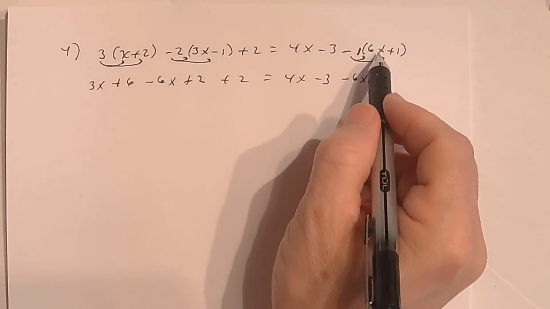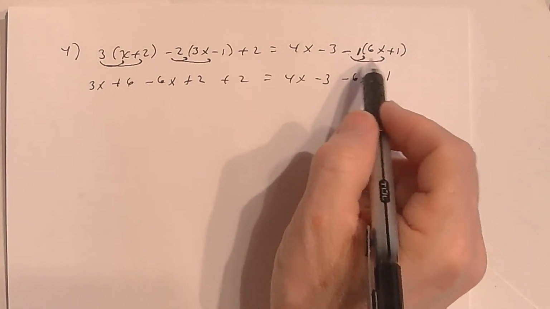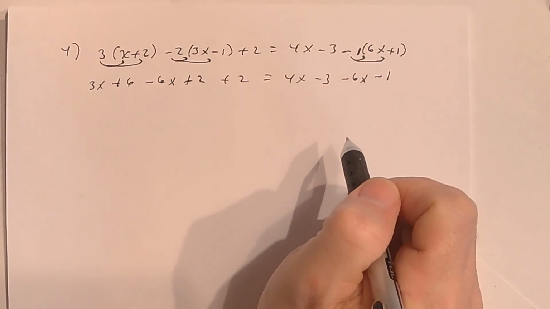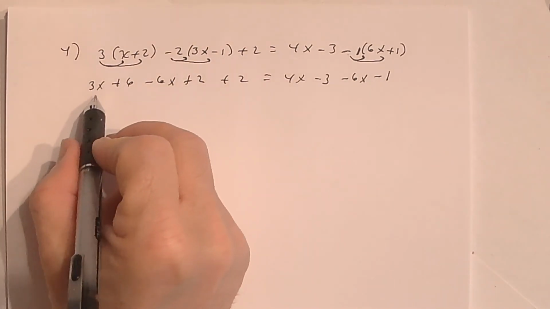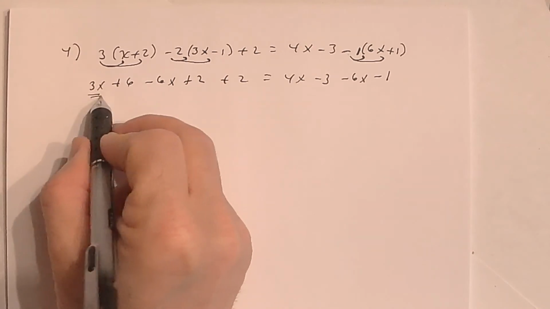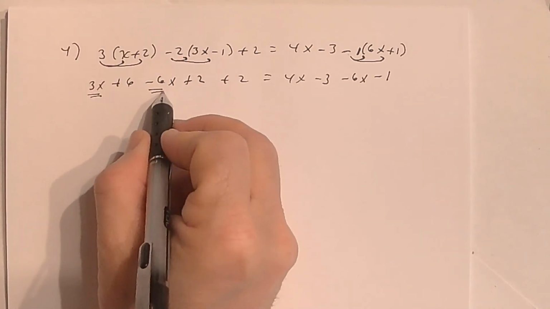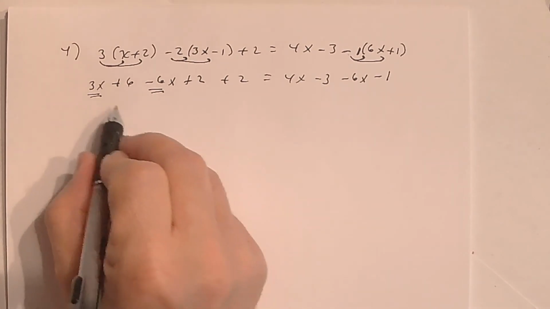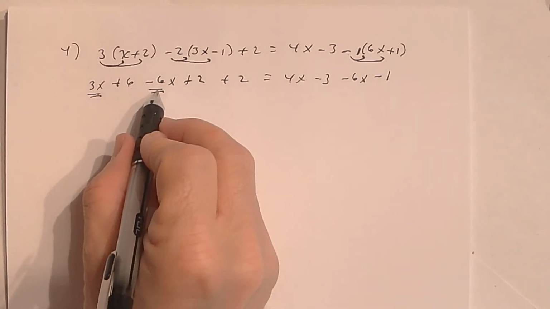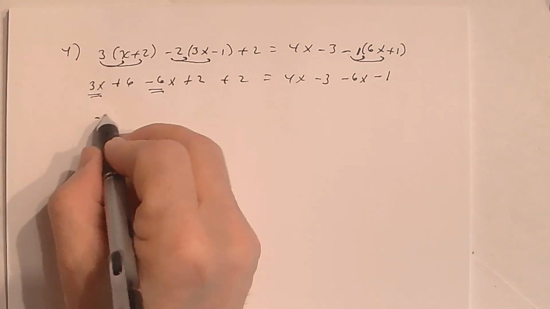So the opposite of 6x is -6x. The opposite of a +1 is a -1. Okay? All right, now let's combine like terms. So let's do the variable terms first. So 3x and a -6x, those are my like terms in terms of the variables on this side. So 3x and a -6x is a -3x.